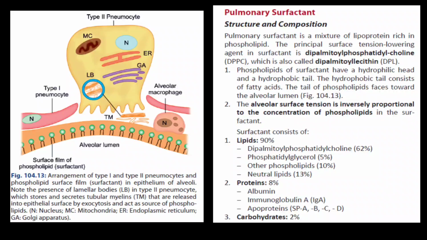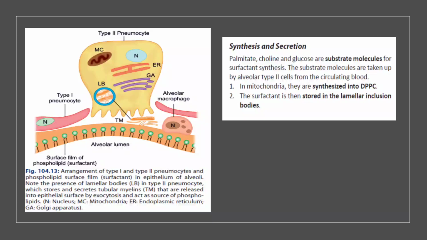It also contains proteins, that is 8% proteins: albumin, immunoglobulin A, and the surfactant proteins A, B, C, D. It also contains carbohydrates, that is 2% carbohydrate is also present. Now, how does its synthesis actually happen? The palmitate, choline and glucose are substrate molecules for surfactant synthesis. The substrate molecules are taken up by alveolar type 2 cells from the circulating blood.